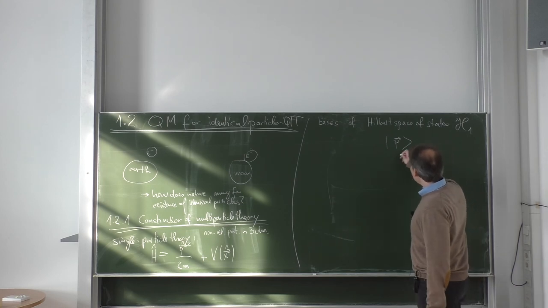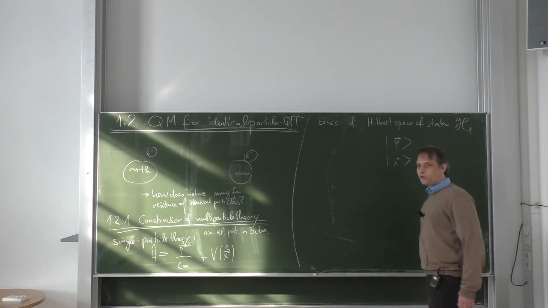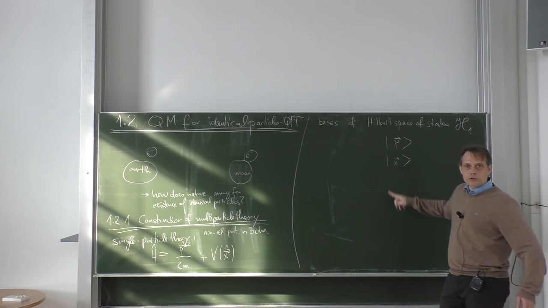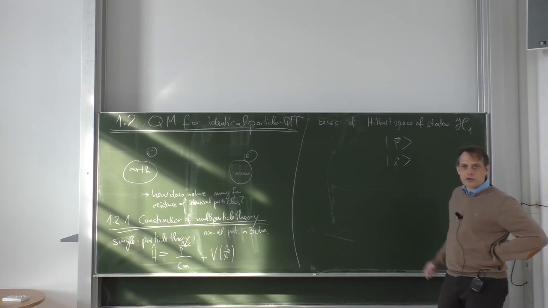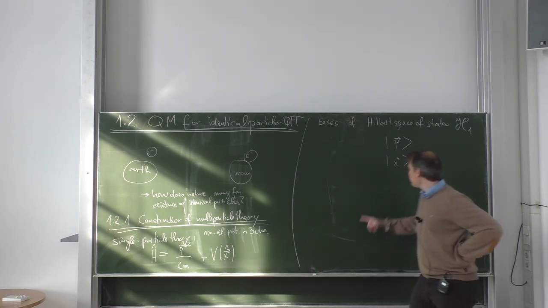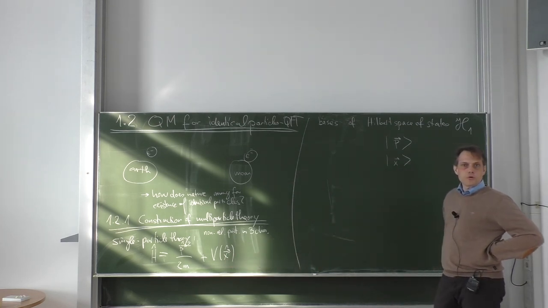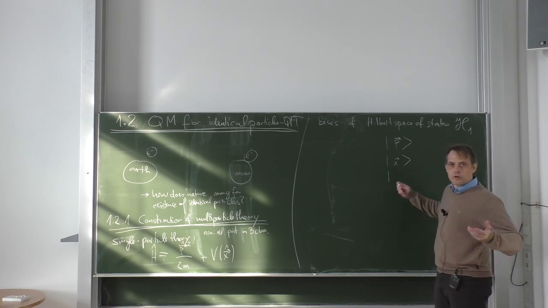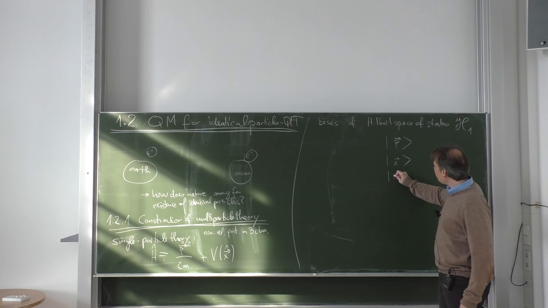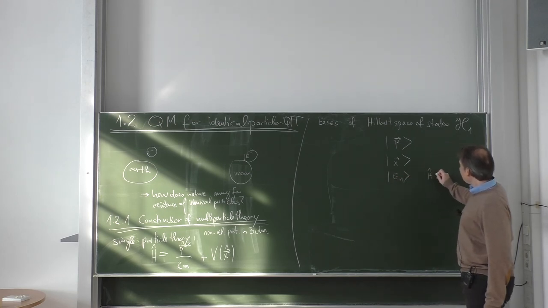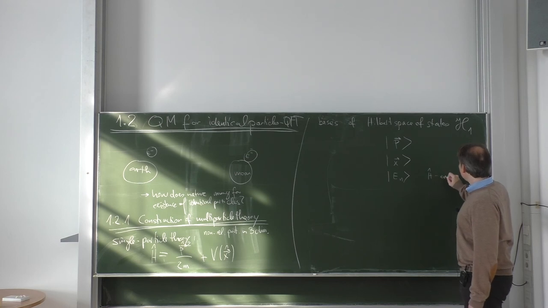An alternative basis of the same Hilbert space would be one in terms of position eigenstates. Position eigenstates are denoted as x vector, and they are eigenstates of the position operator x hat with eigenvalue x. Third, there could be a basis in terms of energy eigenstates. For example, let me call them En. They are eigenstates of the Hamiltonian.